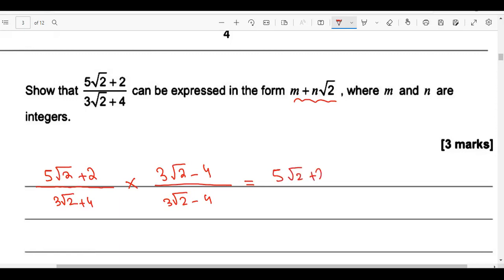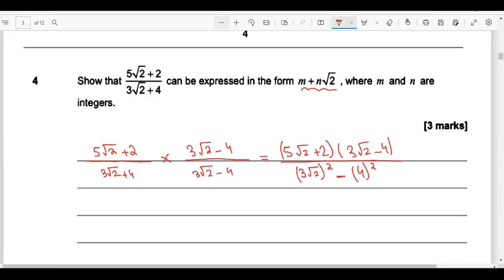This plus 2 would give me 3 under the root 2 minus 4 divided by, you know that rule now, a square minus b square. So I'll write it down directly. It can be written as 3 under the root 2 whole squared minus 4 squared. Right, Madhiha? Yes. All right. Okay, perfect. Now let's simplify this.